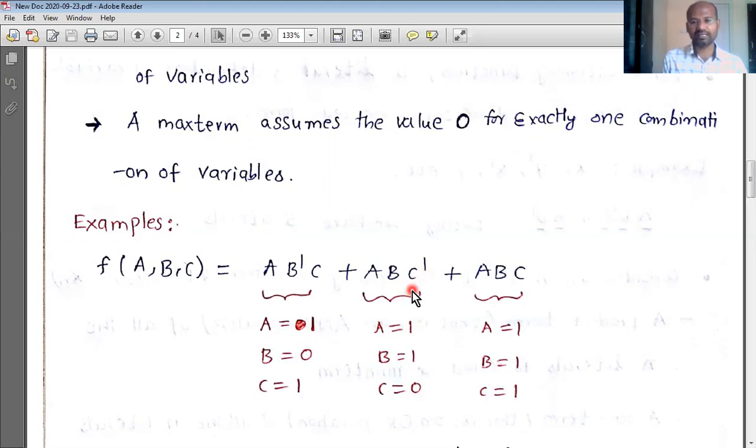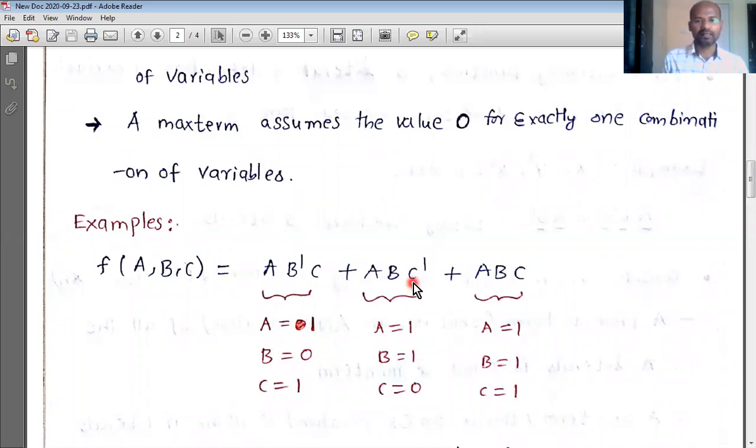For all other 7 combinations, for example, if A equal to 0, let's see what happens. If you write down 0, B 1, C bar 1. If at least one term is 0 in the product term, then the whole product becomes 0. Other than this A1, B1, C0, this min term will get a value 0.